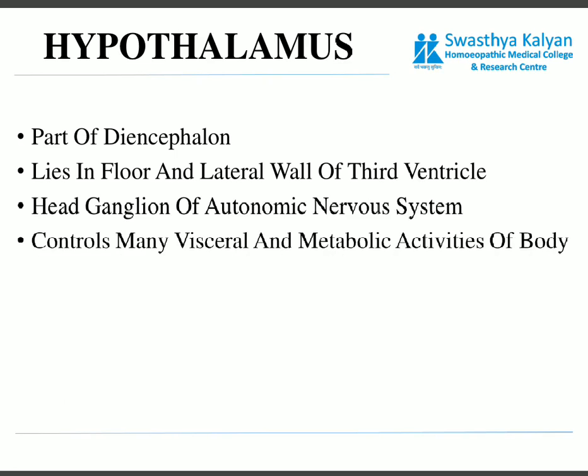Now we will be discussing the hypothalamus. It is part of the diencephalon, and we've already discussed that it lies in the floor and lateral wall of the third ventricle. It is a principal ganglion of the autonomic nervous system. It performs a wide variety of autonomic functions. It is considered a neuroglandular structure, and has control over various visceral and metabolic activities of the body.